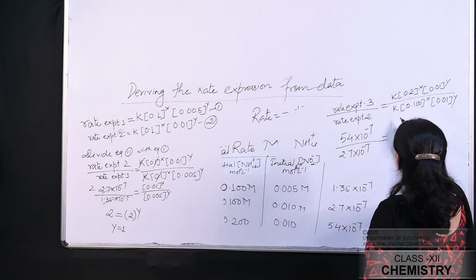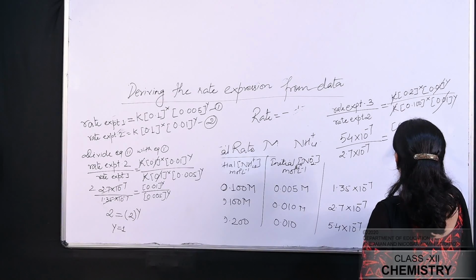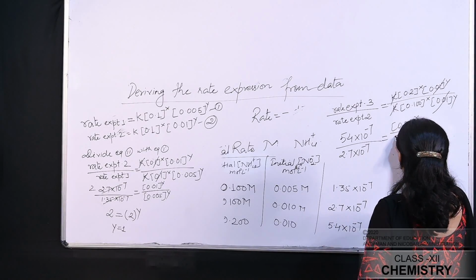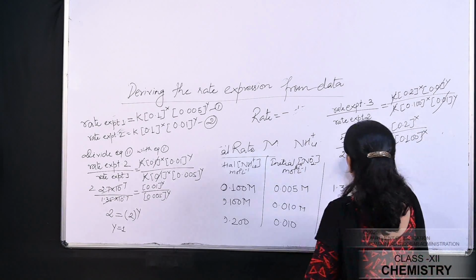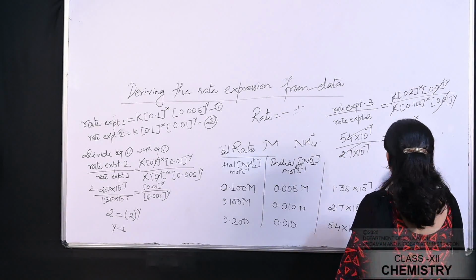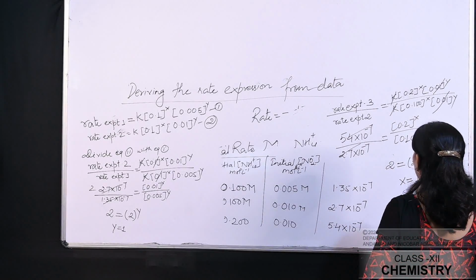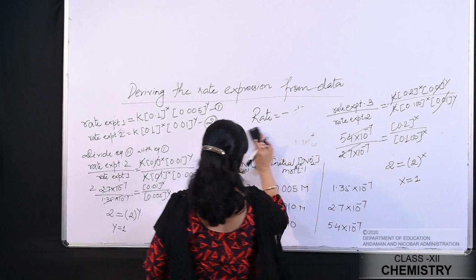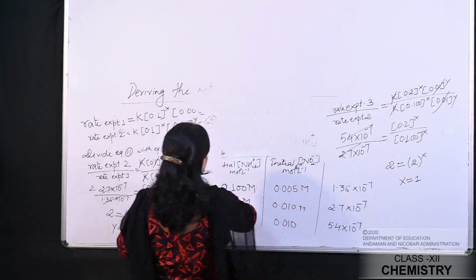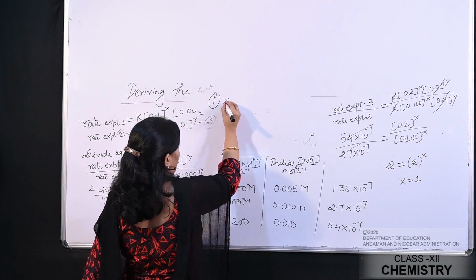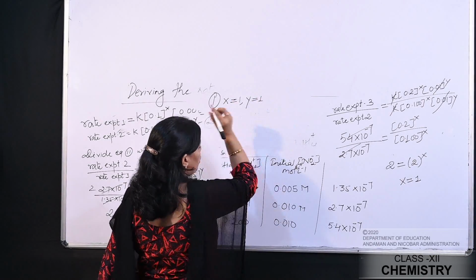So after that this term is cancelled out, and we get 0.2 power x and 0.100 power x. After solving this we get 2 is equal to 2 power x. It means x is also equal to 1. After solving this we come to the conclusion. What is the first conclusion? The first conclusion is the value of the rate exponent x is equal to 1 and the rate exponent y is also equal to 1.